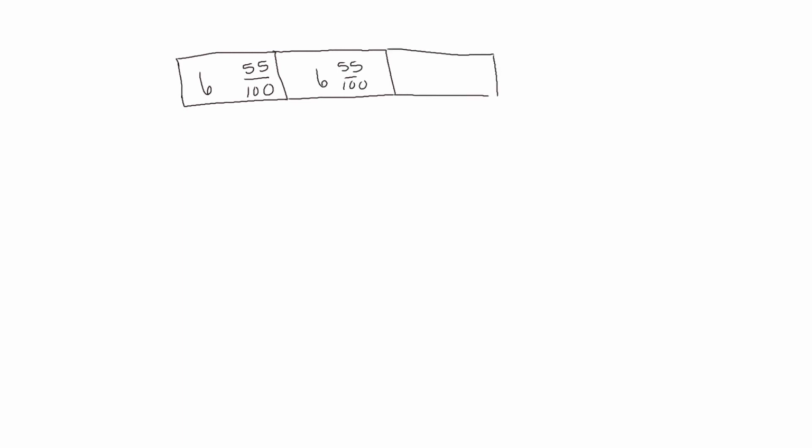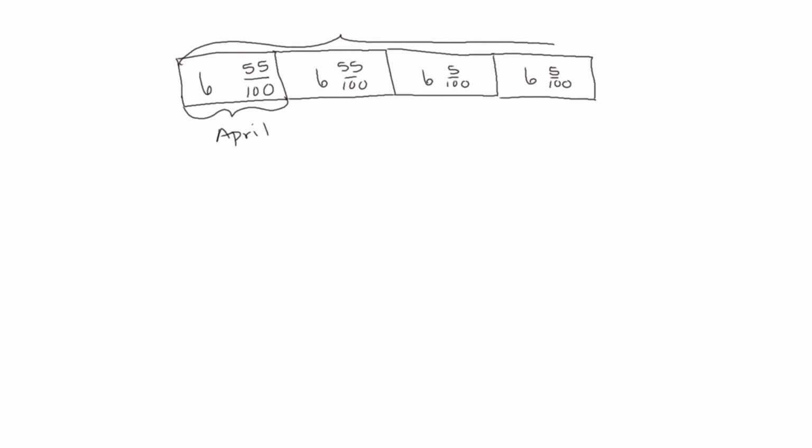So if this is what she ran in April, and she ran 4 times that, we could show that in a tape diagram. So this is what she ran in April. And then in September, she ran 4 times that.